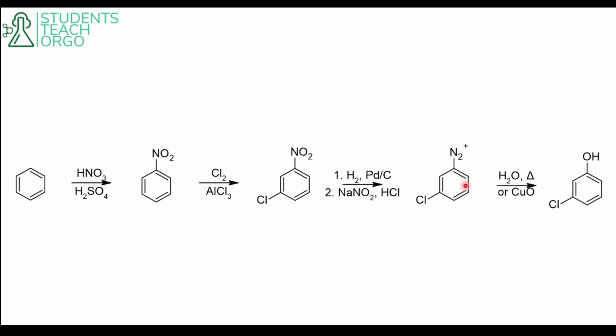And then lastly, again, if we want to make a phenol, there are two ways to do it. We can do either water and heat, so that will give us this product, or we can use the Sandmeyer reaction-y way where we use copper oxide. But either way, we get the same product.